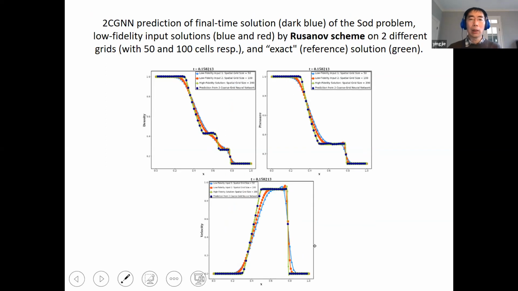And then we use the Rusanov scheme on two different grids to compute the input for another problem, the SOD problem. You can see the prediction is pretty good. The inputs are very smeared. You cannot even tell what is the real shock, the real contact. But based on this very smeared input, the prediction is pretty good. This is the pressure, and this is the velocity. There's some overshoot for the input, but there's no problem at all for the prediction.